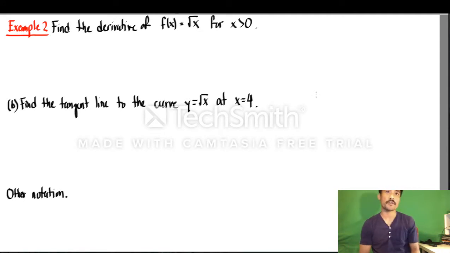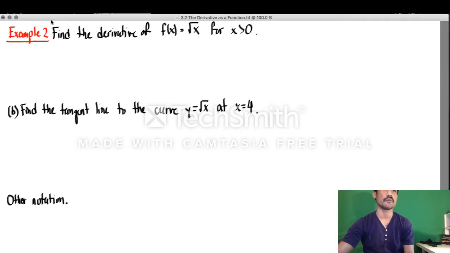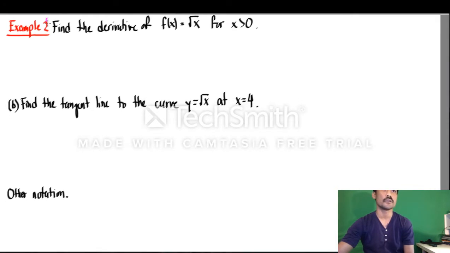Okay, second example: find the derivative of the square root function for x positive. This is the domain of the function here, because with the square root function you can't have any negative numbers inside the square root.